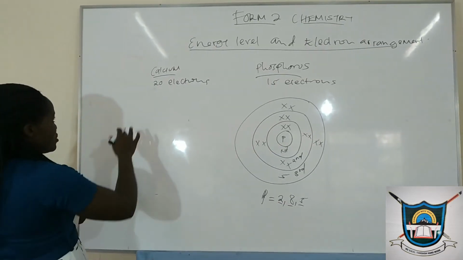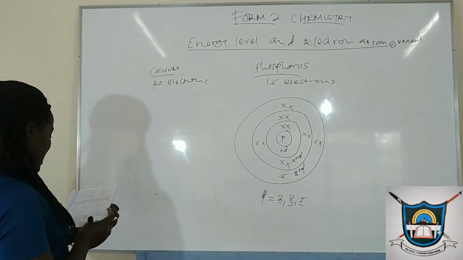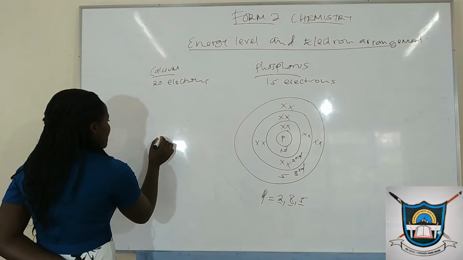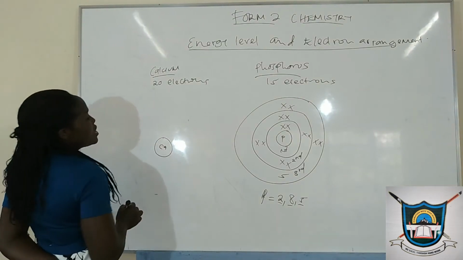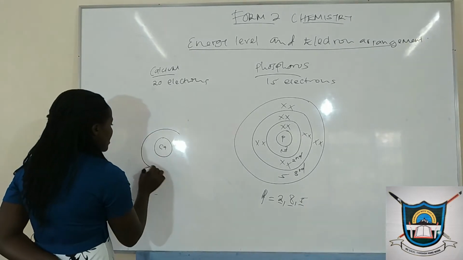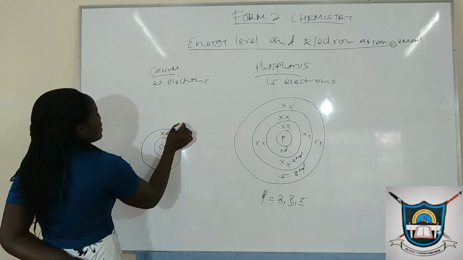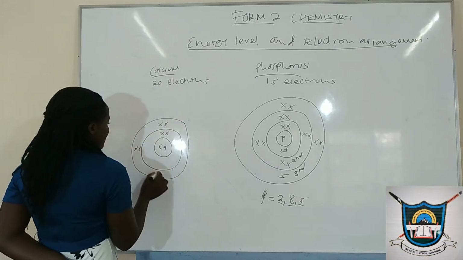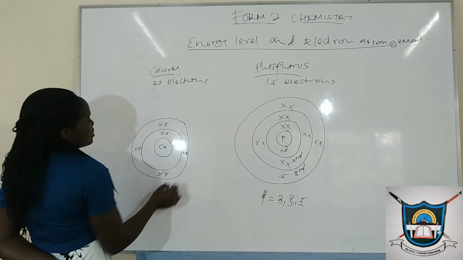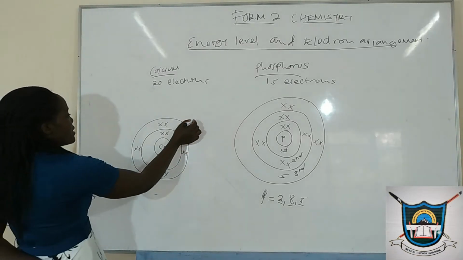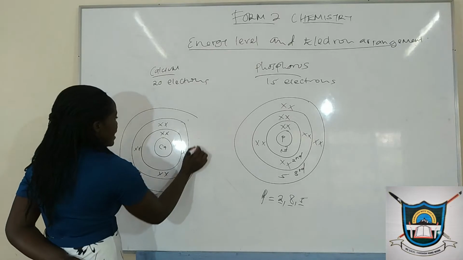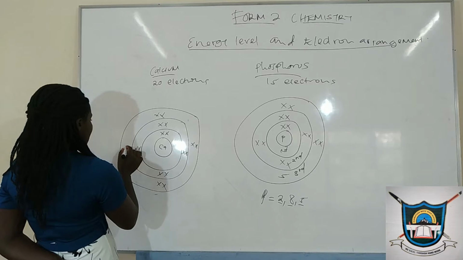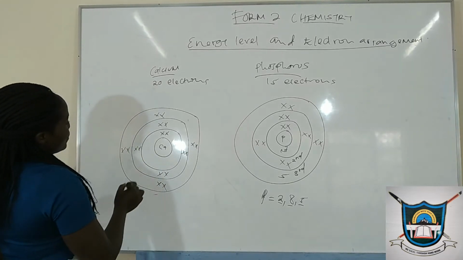The second, I want to talk again about calcium. Calcium, which is number 20. This is how the atom of calcium will look like. Calcium is number 20. So the first energy level will hold 2 electrons. The second will hold 8 electrons. That is 10 electrons. We are remaining with 10 more. So the third will hold 8 electrons: 1, 2, 3, 4, 5, 6, 7, 8. We remain with 2.